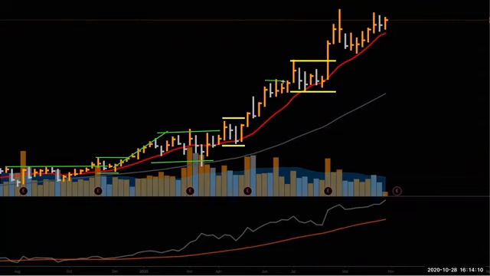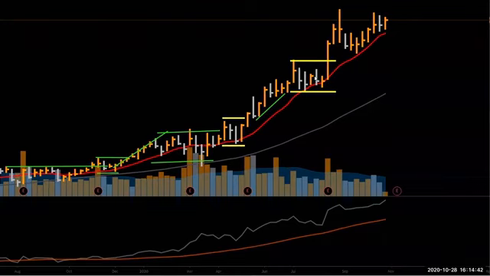I wouldn't consider this over here a base. The reason why not is because you're still having a series of higher highs and higher lows at that point. Where you have the yellow lines, that's where the uptrend really stopped, and you're getting more sideways action from that point. So I would consider those yellow lines right over here to be the second stage base.